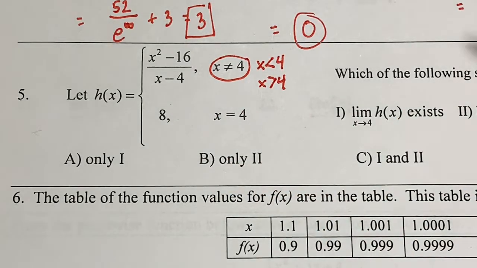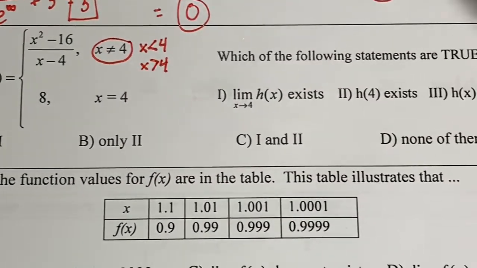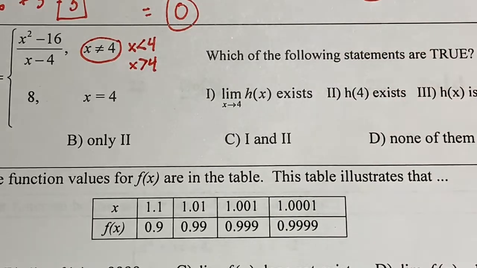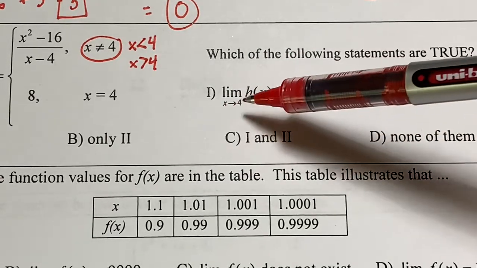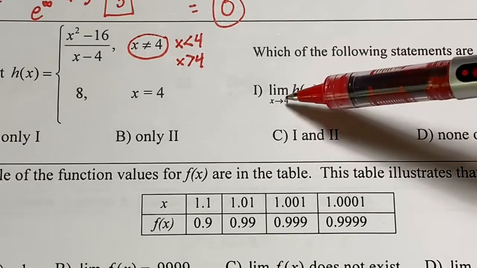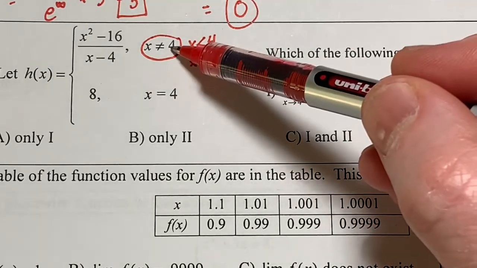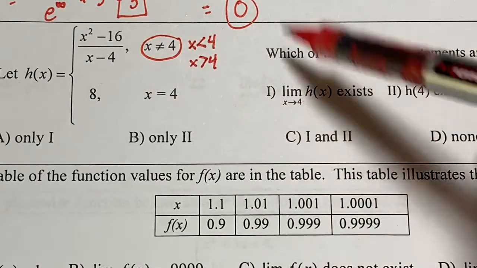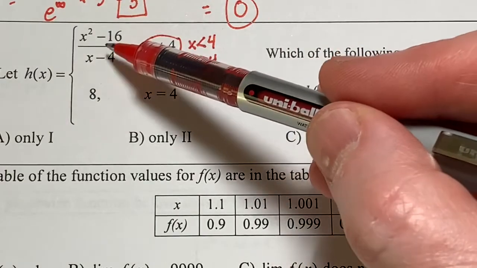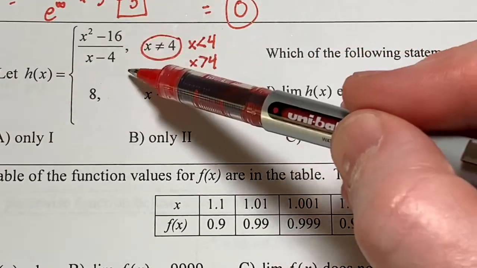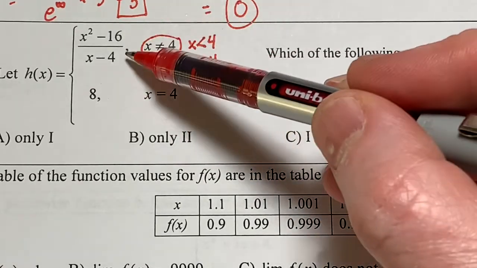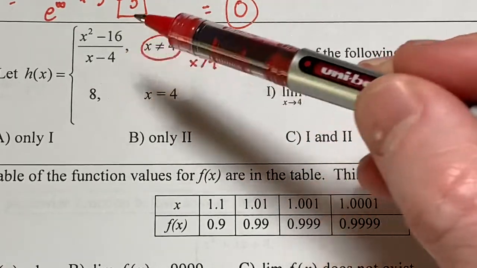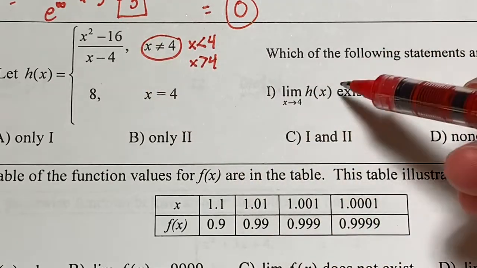So it says, and this is a very common style of AP question, which of the following statements are true about the function h? The first thing says the limit of h exists as x approaches 4. So I need to check the limit from the left and the right. Well, this not equal 4 means left and right. So I'm going to plug 4 in there, and I get 16 minus 16 over 4 minus 4, so I get 0 over 0. And we know when we get 0 over 0, what does that mean? There's a hole, and holes have limits. So I know that the limit exists right now.